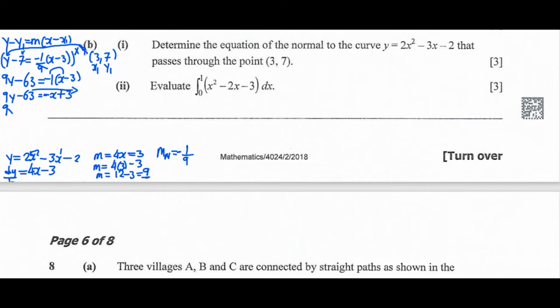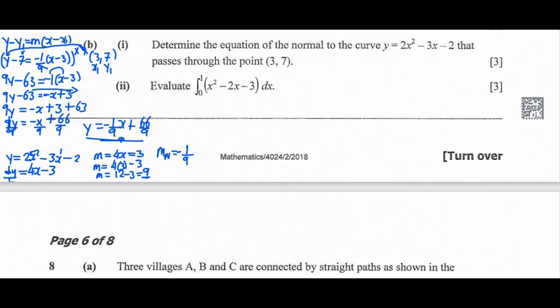So we are going to have 9y is equal to -x plus 3 plus 63. So 9y is equal to minus x, 63 plus 3 is 66, all over 9. So our final answer is y is equal to -1 over 9 x plus 66 divided by 9. We can just leave it like that, so we can just say 66 over 9. So this is the equation of the normal.